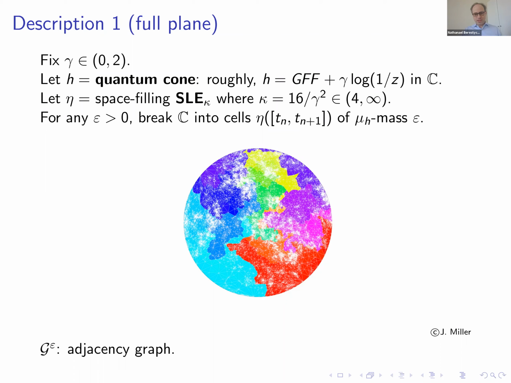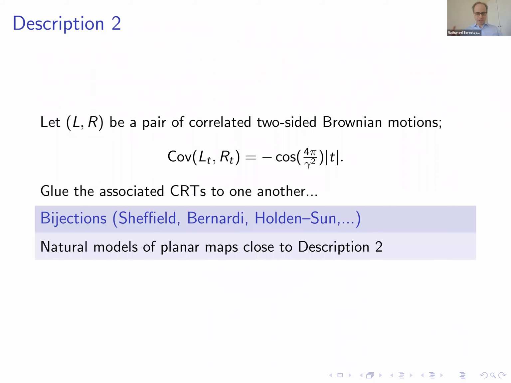So these planar maps are very close to Liouville quantum gravity already from their definition, basically. So that's why they're the most natural candidates if you try to prove a scaling limit result about random planar map quantities to Liouville quantum gravity. As I said, there's a second description, which is much more involved, but in some sense is the more interesting of the two descriptions.